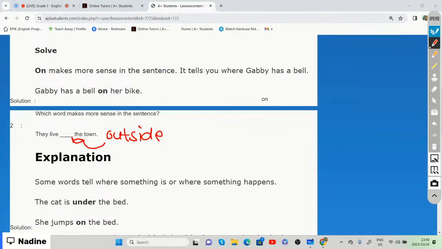You can also say they live in the town, but not in the town. In the doesn't sound right. If you had to say they live in town, that would have sounded more appropriate. So outside the town, right?